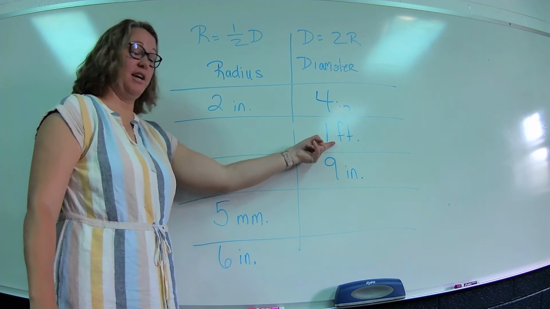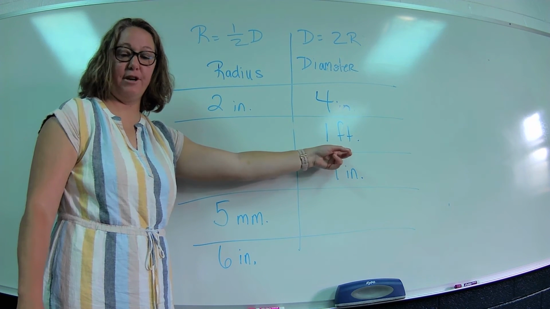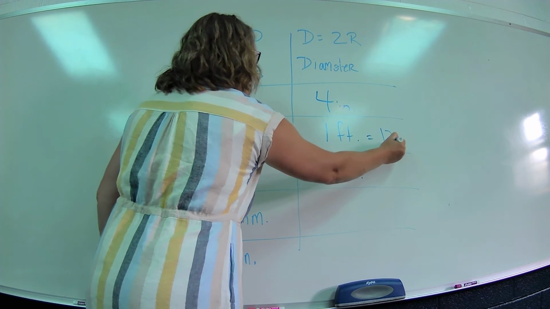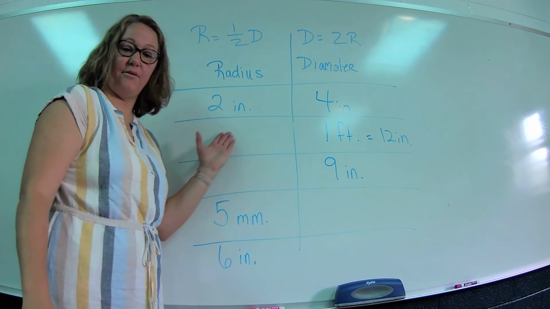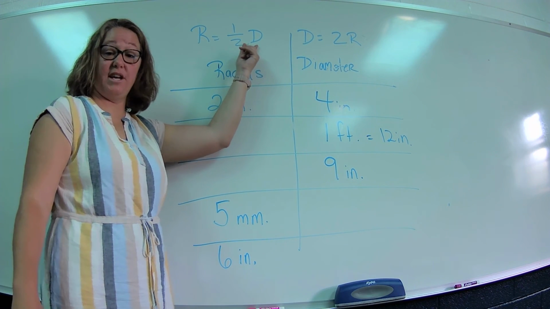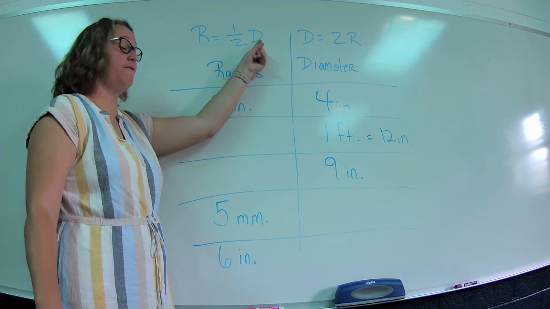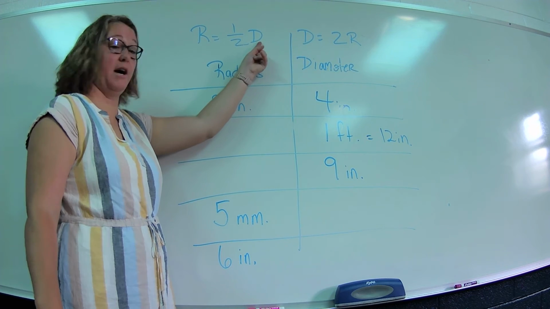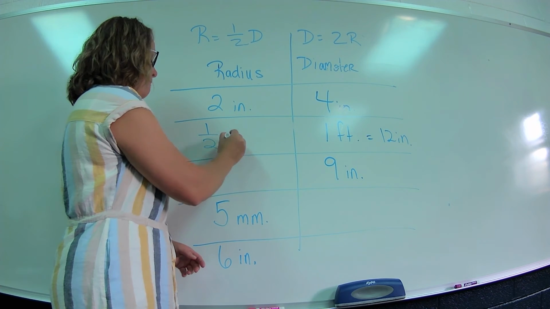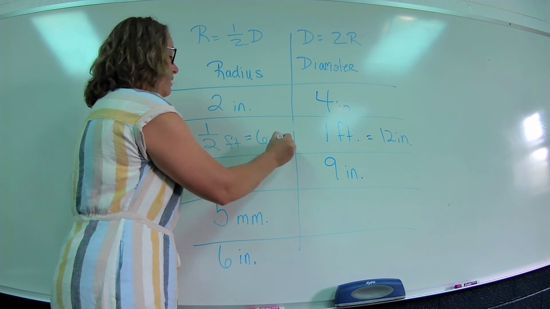Now this time the chart gives you 1 foot as the diameter. Well, what is 1 foot? Do you remember what is equal to 1 foot? Okay, so you could say 12 inches. So 1 foot, we need to put 1 foot here, or 12 inches. All right, so radius equals 1/2 of 12 inches, or 1/2 of 1. Well, 1/2 of 1 is a half. So here would be 1/2 a foot, or we could say 6 inches.